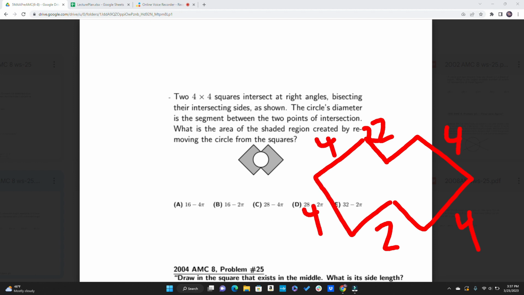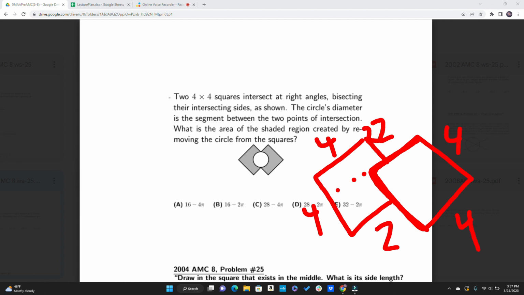So how would we find the area of this without considering the circle? Like pretending that the circle's not there. Well, we could break this kind of double diamond shape into a couple different shapes, right? We could break it like this. So we've got one diamond and one partial diamond. And then also break it like this. So we've got two more rectangles.